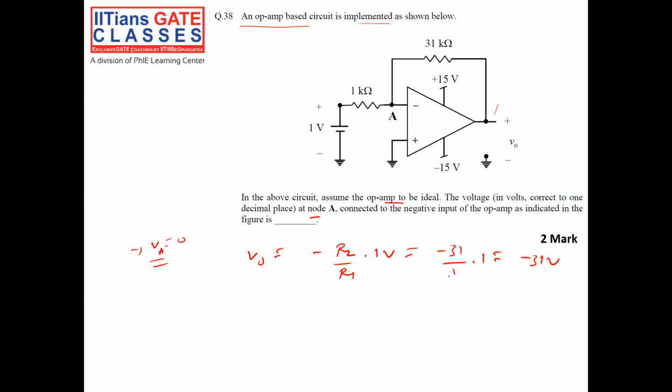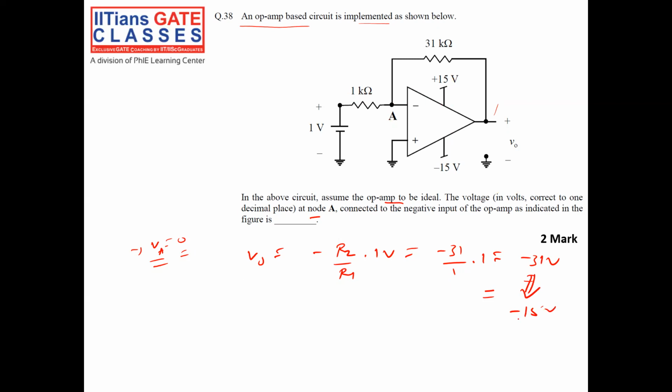So if we assume virtual ground, that is VA equal to 0, then we get a voltage of minus 31 volt. But you see, in this circuit the supply voltages are limited to plus 15 and minus 15. So my V output can never go to minus 31. It will be limited to minus 15 volt. So it will be saturated to minus 15 volt.